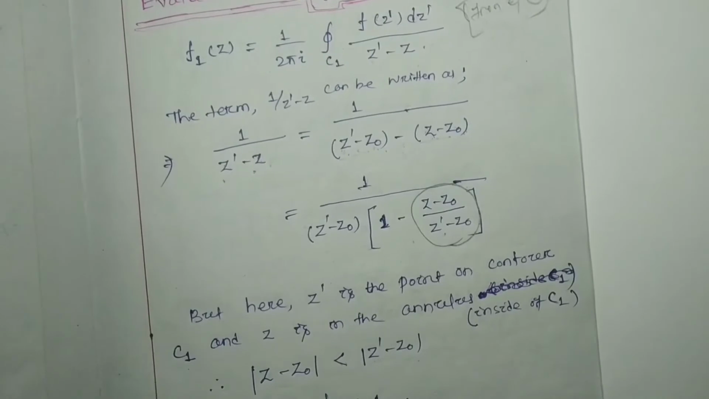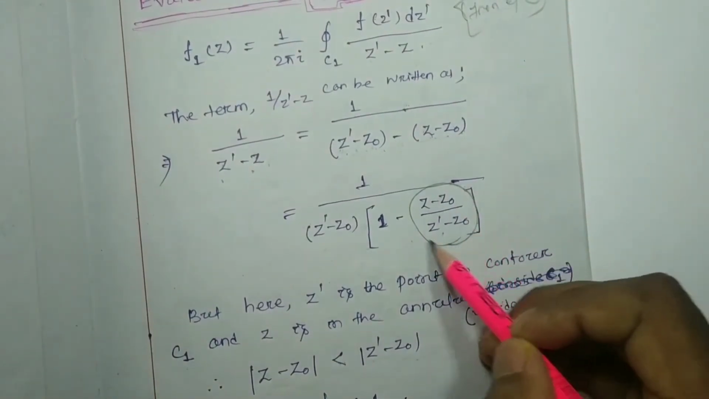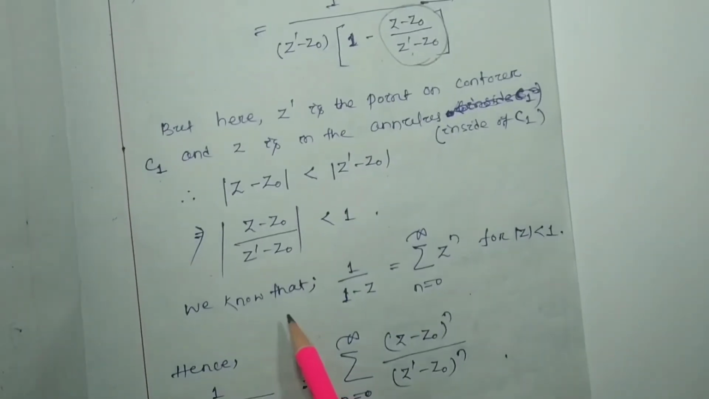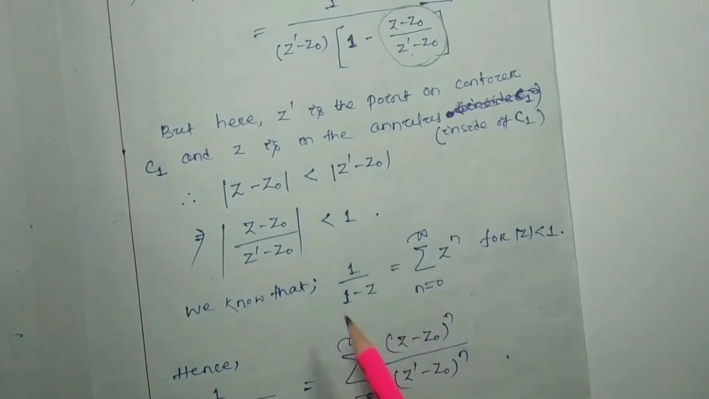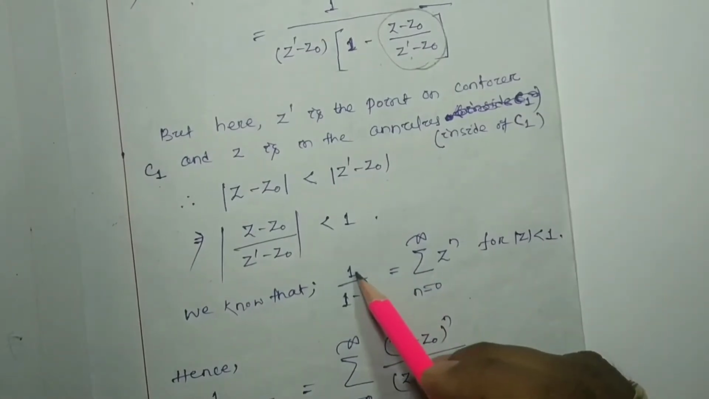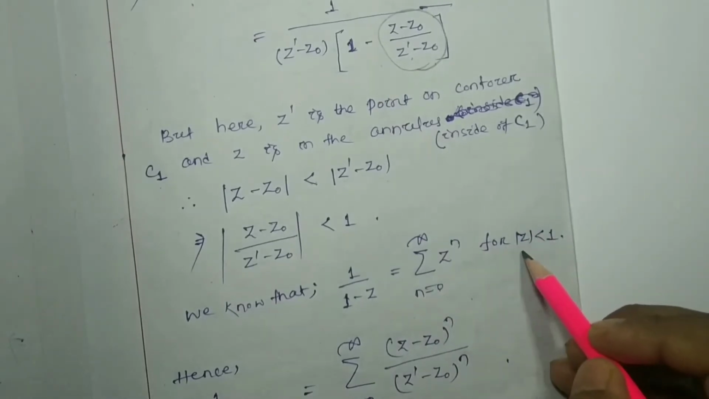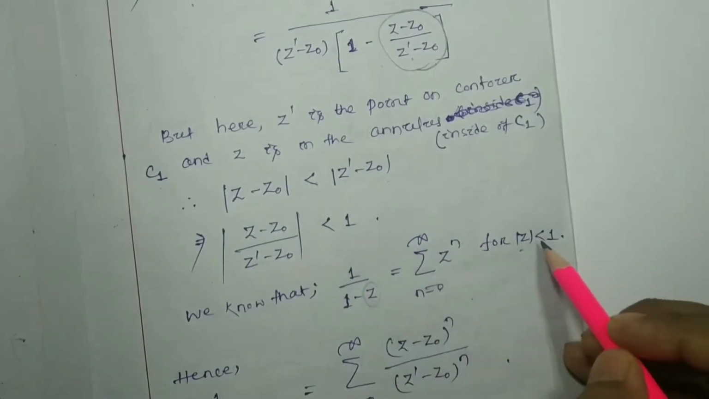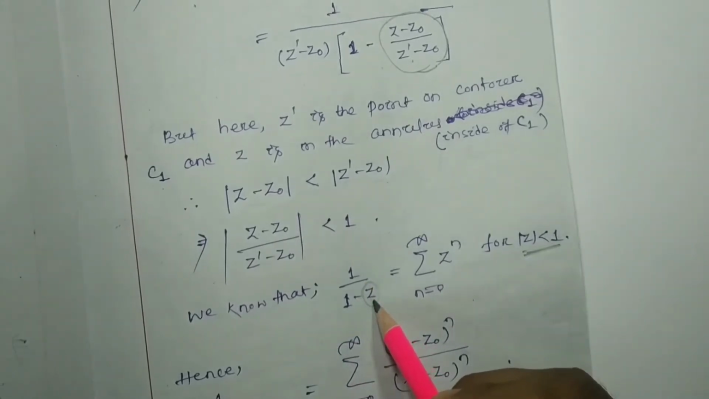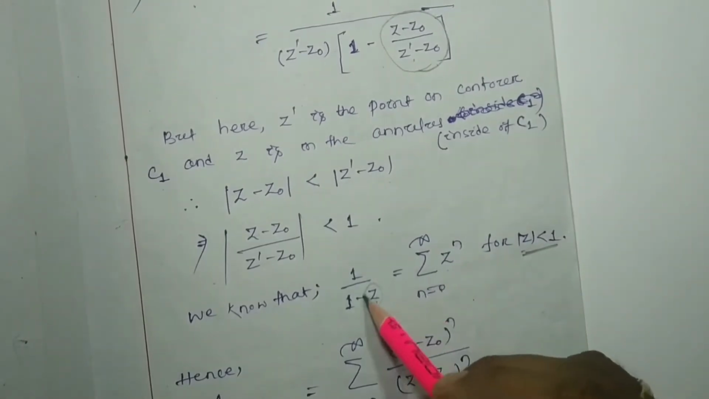Here this term should be less than 1. This by this should be less than 1. Why? If this term is less than 1, then the series 1 by 1 minus z can be written easily as the summation n equal to 0 to infinity z to the power n, when the modulus of z is less than 1. That is the expansion of 1 by 1 minus z, valid when mod z is less than 1.